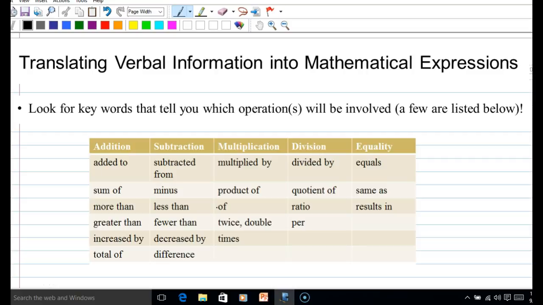Likewise, subtracting from, minus, less than, fewer than, decreased by, difference means that subtraction is going to be used somewhere in your mathematical expression. Multiplication, multiplied by, product of, sometimes simply the word of, twice, double, triple, times. Division, divided by, quotient of, ratio, per. Equality, equals, same as, results in.